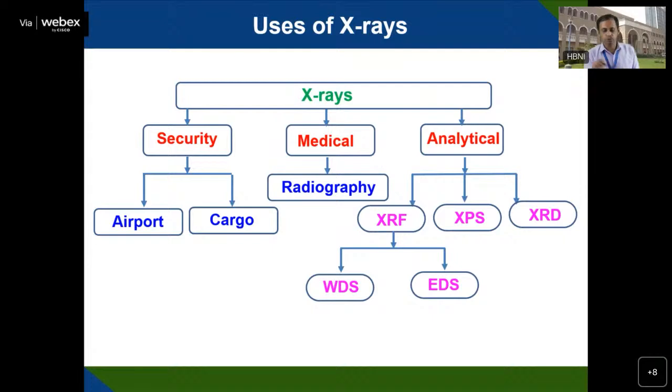These X-rays are used for different purposes: security, medical, and analytical. In security, we use them in cargo and airports for baggage scanning. In medical use, X-rays are used for radiography, where you can see fractures and similar things. In analytical techniques, X-rays are used for X-ray photoelectron spectroscopy, XPS, X-ray fluorescence spectroscopy, XRF, and X-ray diffraction, XRD. In XRF, again, there is wavelength dispersive spectroscopy and energy dispersive spectroscopy. Those X-ray techniques are used to analyze materials.